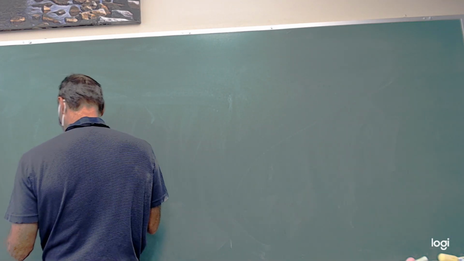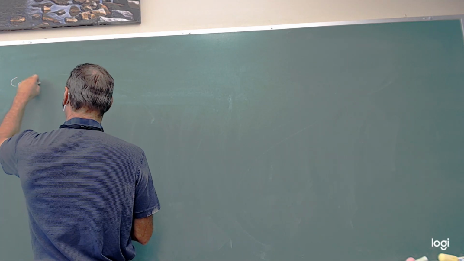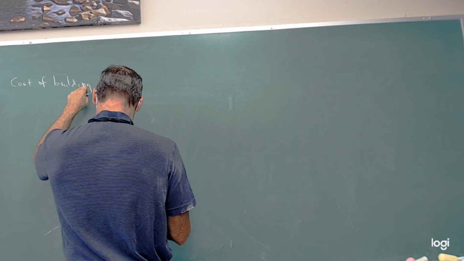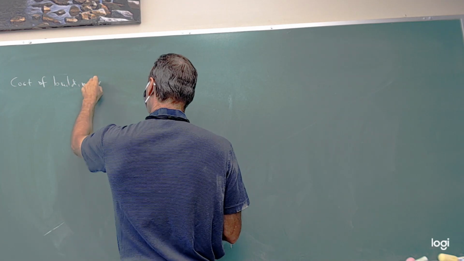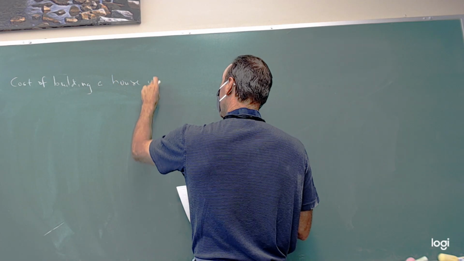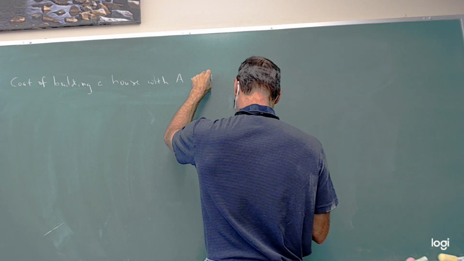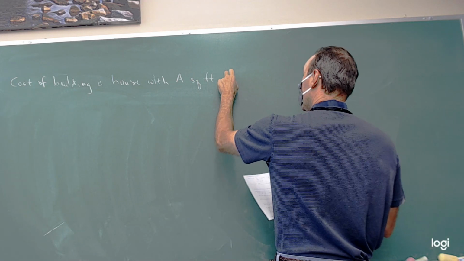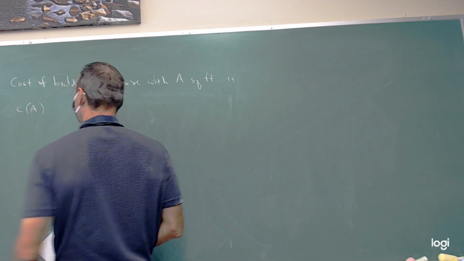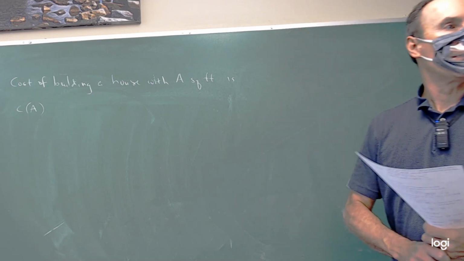So let's see how much we can muddle the waters here. So the cost, we will say, of building a house with capital A square feet is given by some function C of A. So the cost of whatever that square foot of that house is.